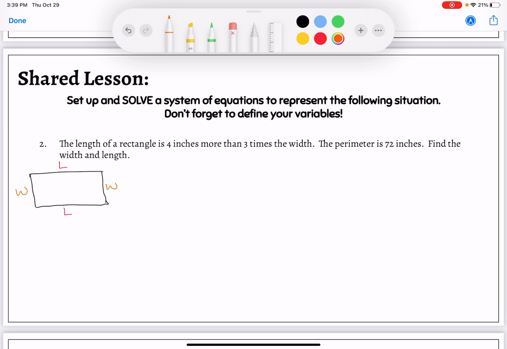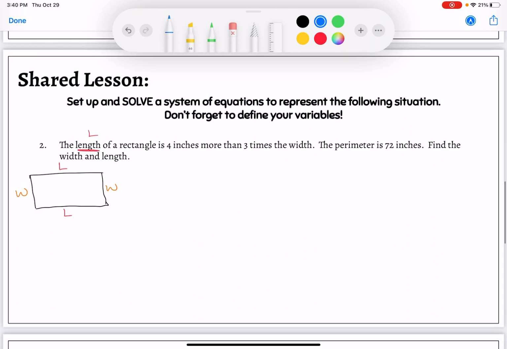All right. In the first sentence here, it says the length of a rectangle, so the length, this was L, is 4 inches more than 3 times the width. The width was W. So the length is, so L equals 4 inches more than, so 4 plus 3 times the width, so 3W. So there's my first equation. L equals 4 plus 3W.